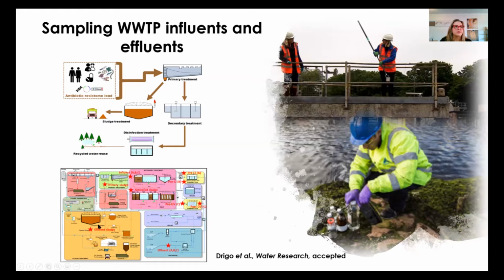We also sample the effluent, both the coastal effluent and the recycled water effluent. The recycled water effluent is for looking at a potential pathway for transmission of antimicrobial resistance from irrigation water, and the coastal effluent is the pathway for us to look for AMR transmission into the environment.